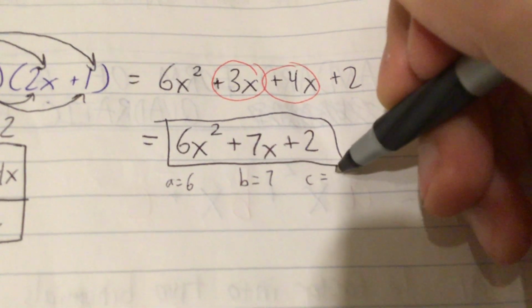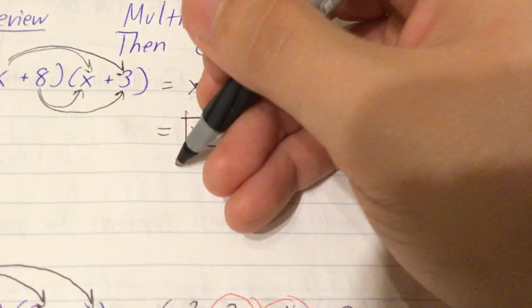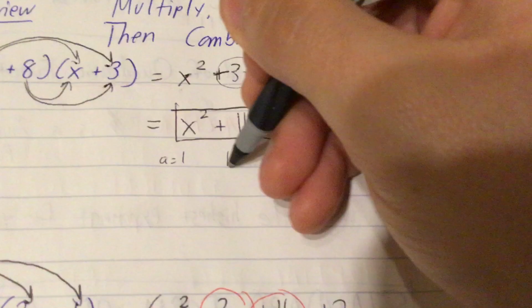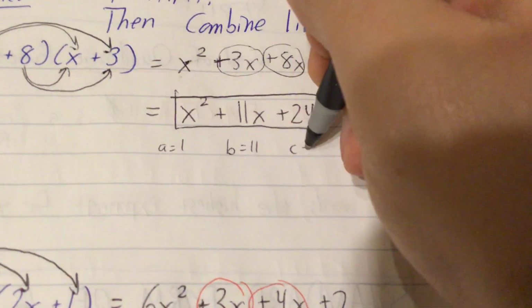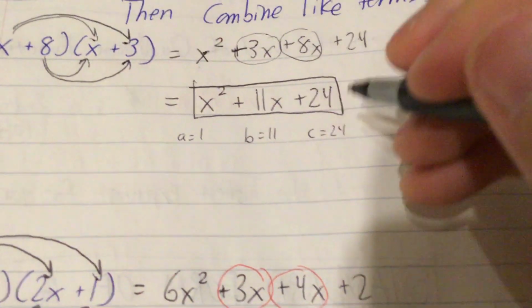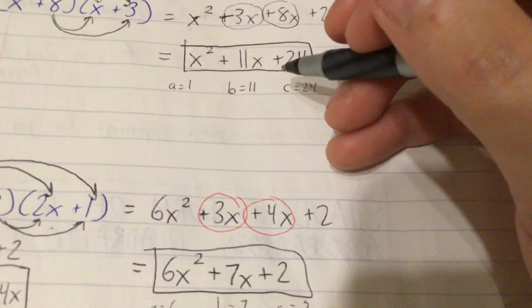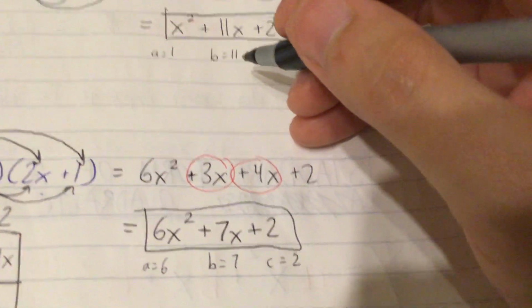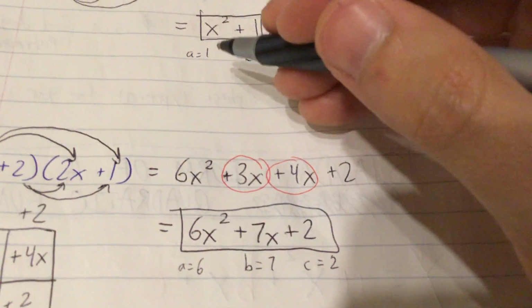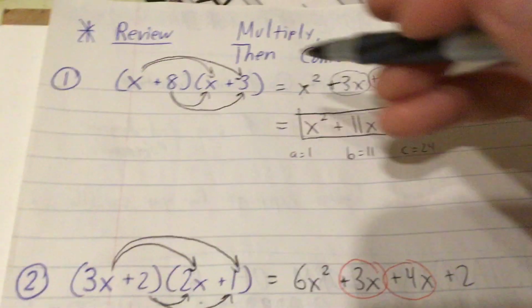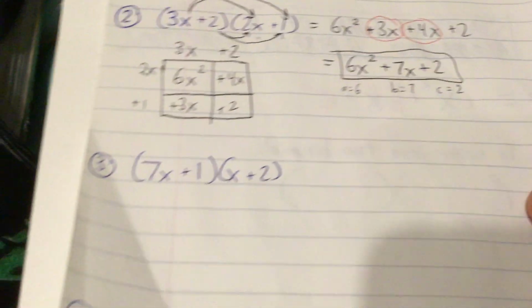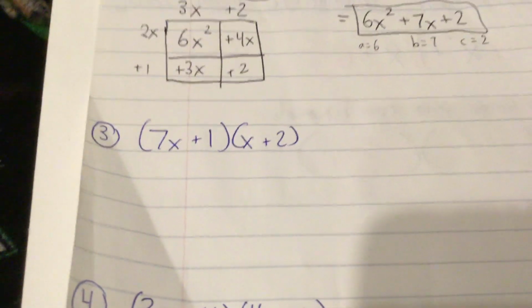I forgot to put that up here. A is 1, B is 11, and C is 24. You don't have to put this part for the review, but I'm just updating you that this is basically what we're doing. We're labeling our A, B, and C, and we want to get it into factored form. All right, let's do number 3.